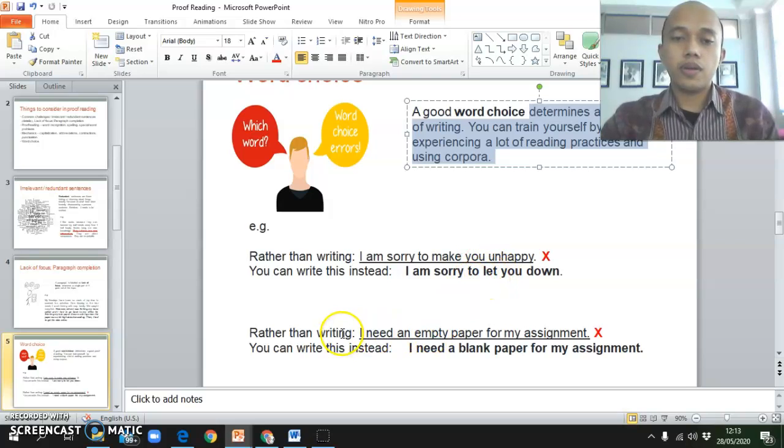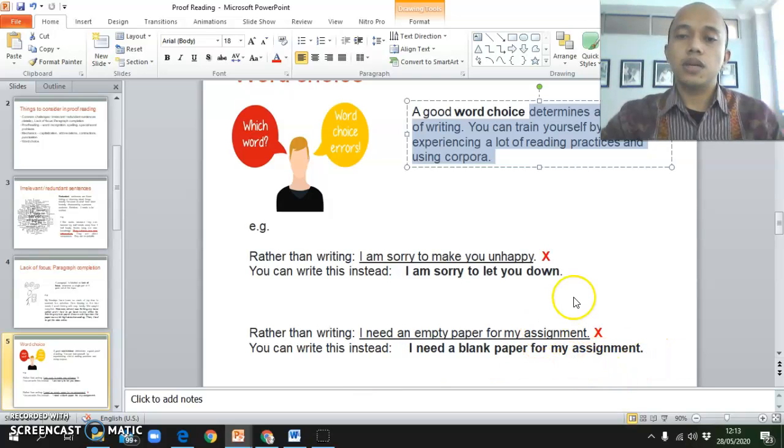And the second example, rather than writing, "I need an empty paper for my assignment." The use of "empty" as an adjective of the paper here seems inappropriate. It's better for you to write like this: "I need a blank paper for my assignment." Right. Sometimes this is very difficult for students to understand. This is very difficult for students like you to understand.